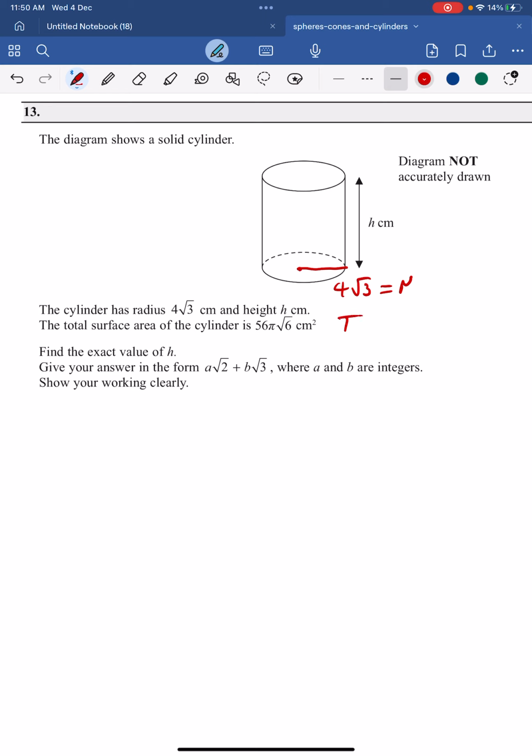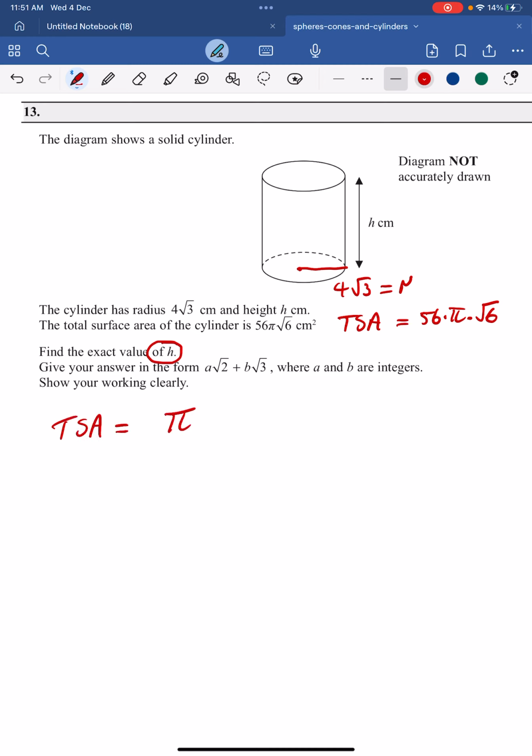The total surface area is equal to 56 times pi times √6. So that's what it means, 56 pi √6. They're all multiplied together. And it's talking about finding the value of h. Well, look, I've been given the surface area. That's fine. Now, the total surface area for a cylinder, let's go ahead and write that down.